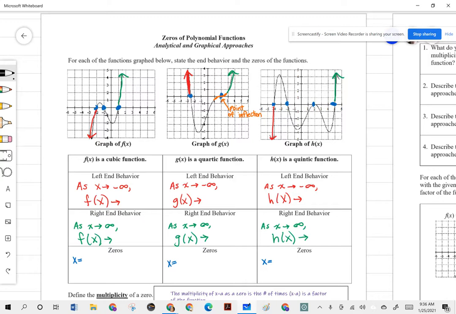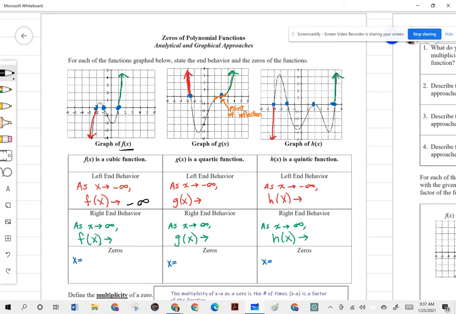Let's look at the end behavior, the left side, which is red. This is as x approaches negative infinity. F of x, because that's the name of the function. And look at what it's doing. It is falling left. So the y values are going to negative infinity.